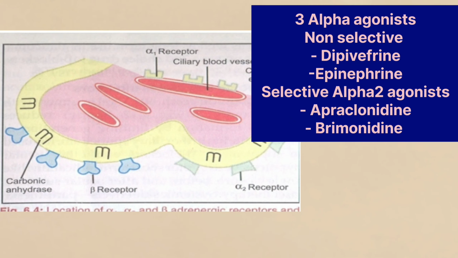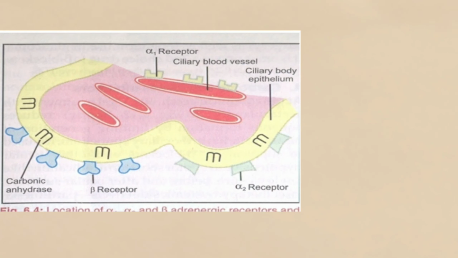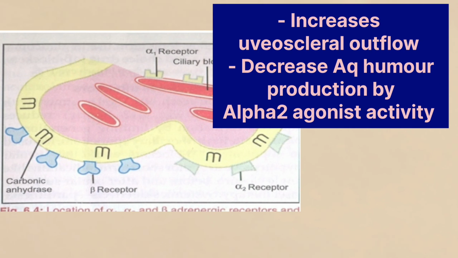The next group is alpha agonists, which can be non-selective and selective alpha agonists. The non-selective alpha agonists are epinephrine and dipivefrin, whereas the selective alpha 2 agonists are apraclonidine and brimonidine. Alpha agonists facilitate outflow of aqueous humor via the uveoscleral veins. They reduce the formation of aqueous humor by alpha 2 receptor agonist action present on the ciliary epithelium.